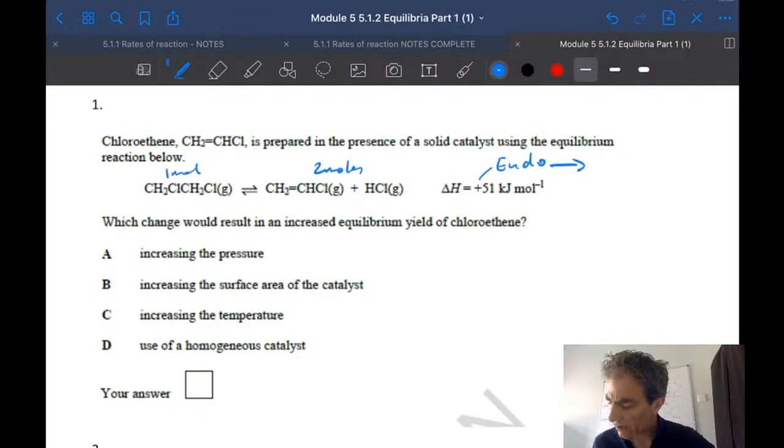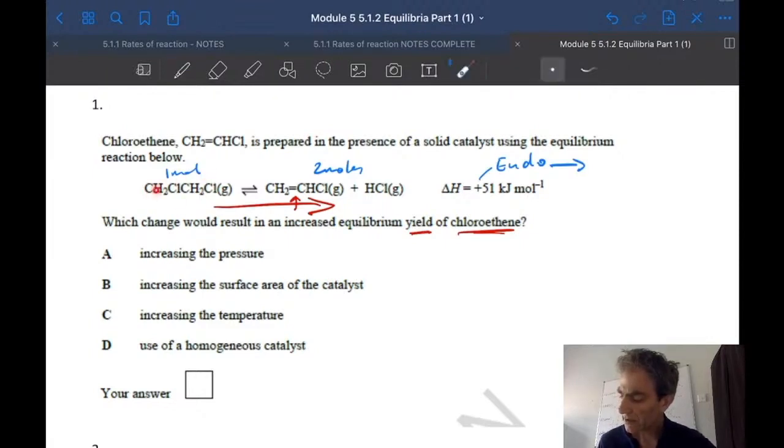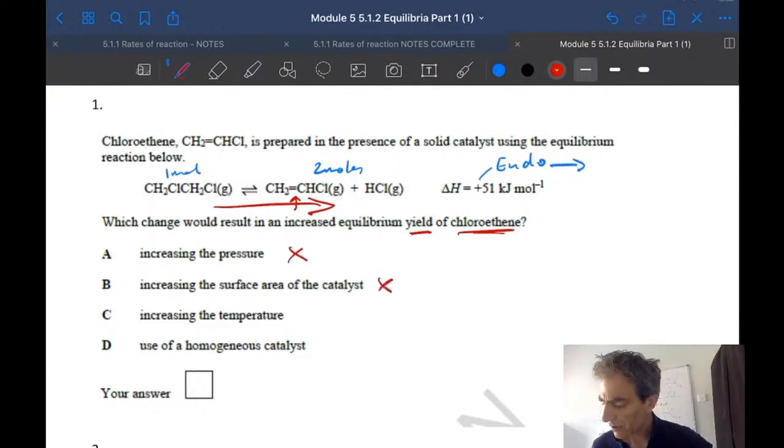So the question now: which change would result in an increased equilibrium yield of chloroethene? In other words, what is going to push this equilibrium over to the right and give us a higher yield of chloroethene, which is obviously this thing here. Would increasing the pressure do that? Remember, high pressure favours the side with the fewest moles. Fewer moles are on this side, so that's wrong. Increasing the surface area of a catalyst: remember, catalysts don't change the position of an equilibrium at all, so that's wrong.